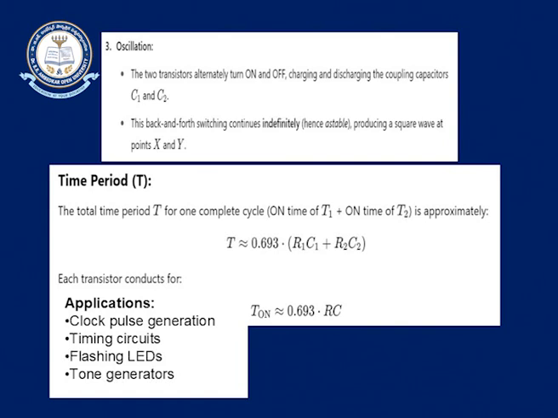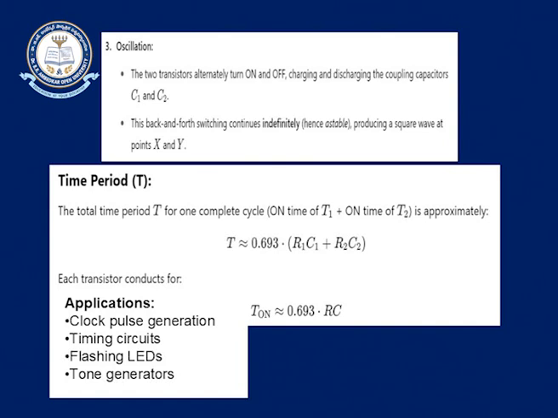Here is how you calculate the time period. The time period capital T is the time to complete one complete oscillation or one complete cycle. So, when T1 is on and T2 is off, you can write down that the time period capital T is approximately 0.693 into R1 C1 plus R2 C2. For the resistor which conducts when T1 is on, this value becomes 0.693 into RC. This is a time constant, tau equals RC.